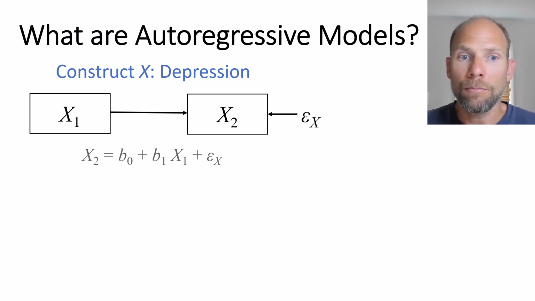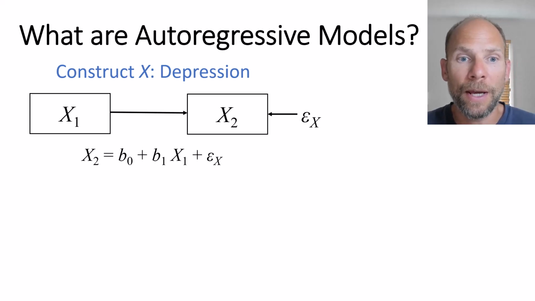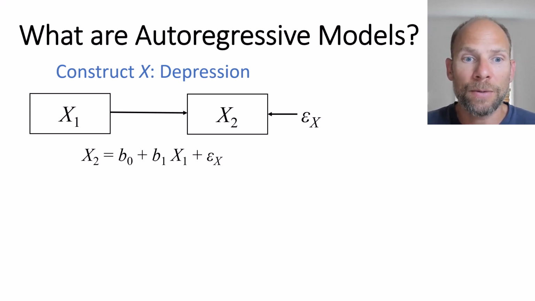So this model is very simple, and it can be summarized with a bivariate regression equation that is the same as any kind of linear regression equation. Here we have an intercept b0, we have a slope coefficient b1, and then we have the regression on x1, and at the end we have our error term.